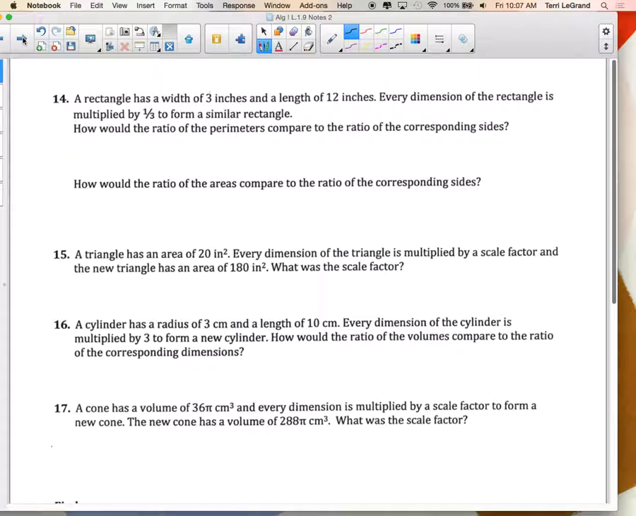A rectangle has a width of 3 inches and a length of 12 inches. Every dimension of that rectangle is multiplied by 1/3 to form a similar rectangle. Because if you do it to all of them, you're changing the ratios the same for all of them, so you're creating a similar figure. So what's our scale factor? 1/3. So in other words, the ratio of corresponding sides should be 1/3, right?